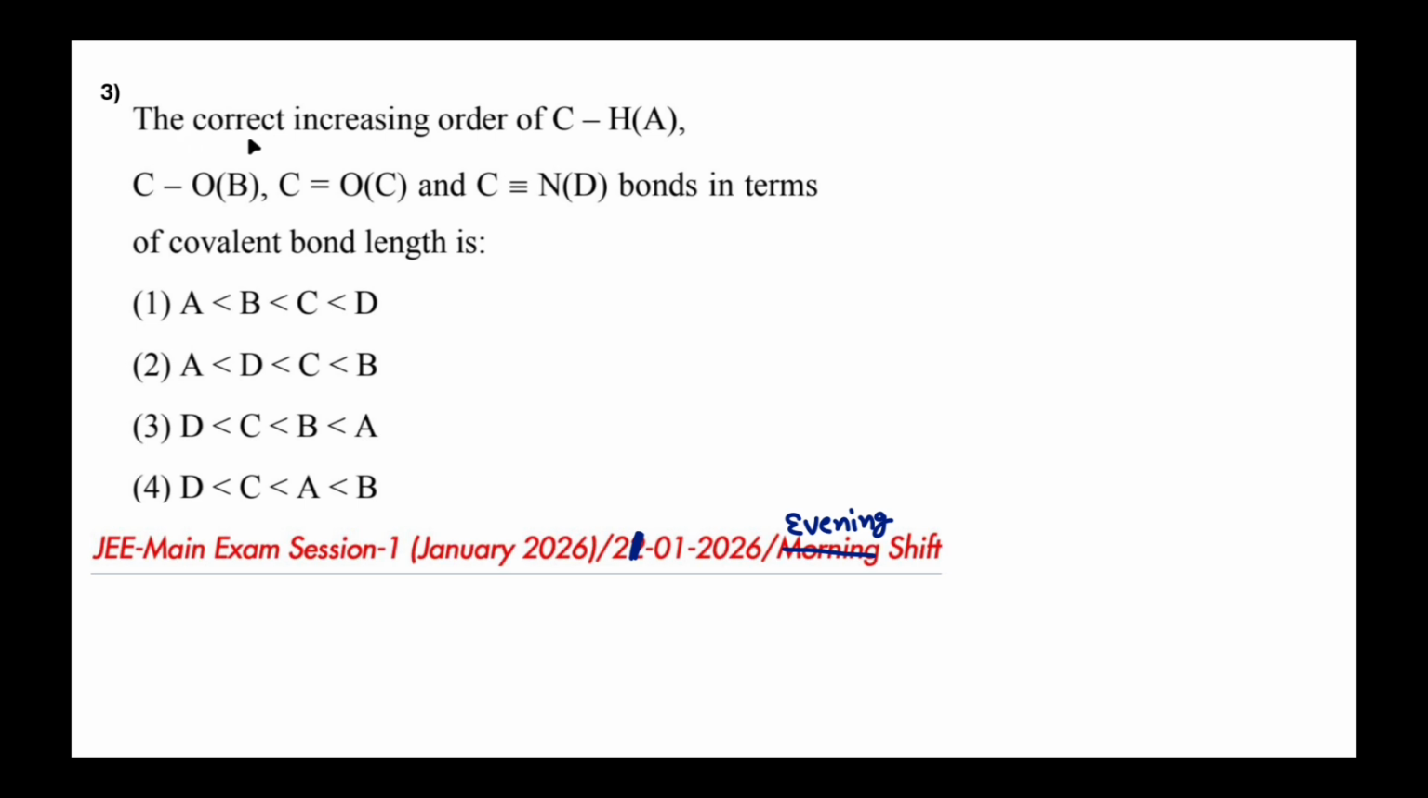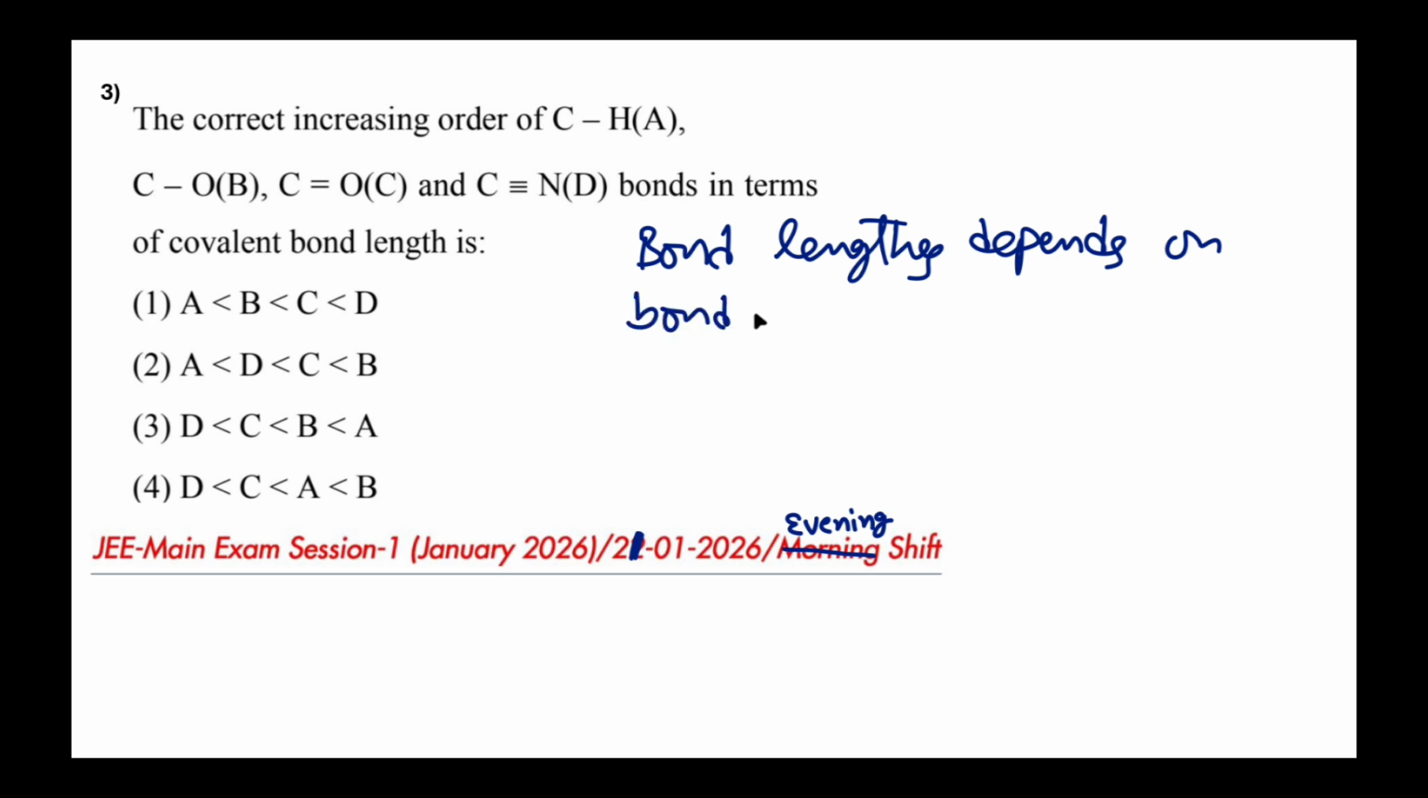The next question: the correct increasing order of C-H, C-O single bond, C=O double bond and C≡N triple bond in terms of covalent bond length is. Generally, the bond length depends on bond multiplicity, that is single bond, double bond, triple bond, and atomic sizes.